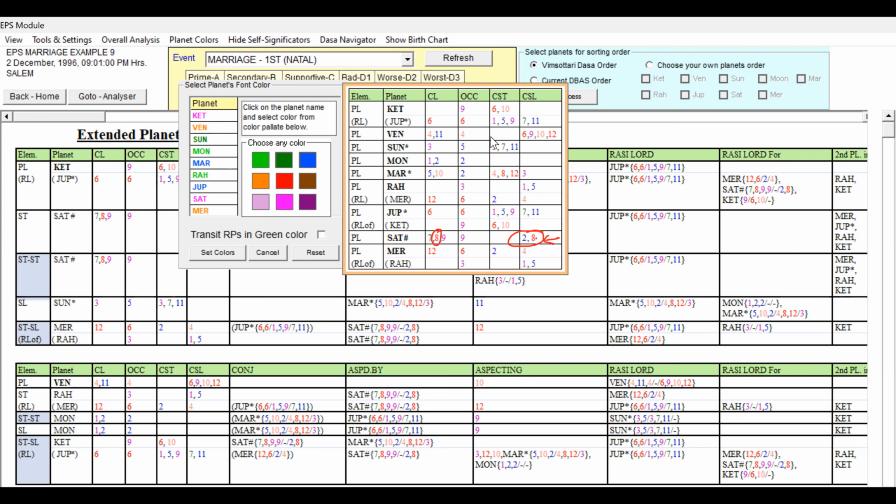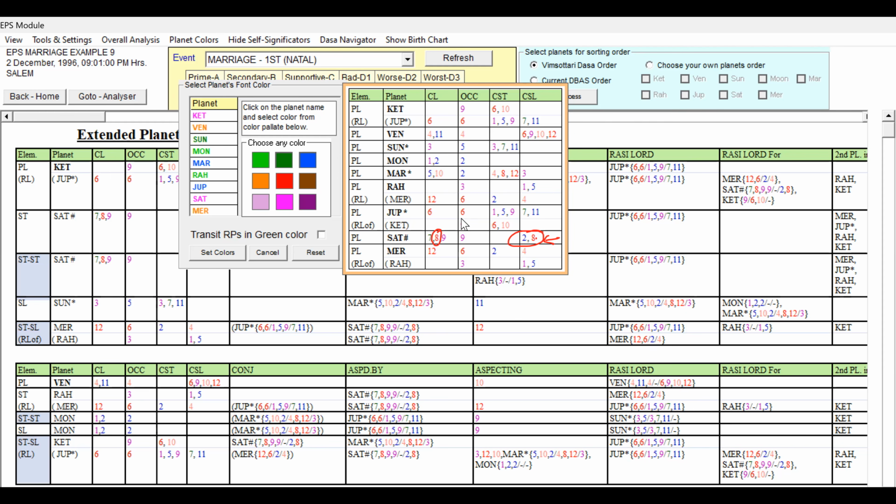Venus is also mixed only, but unfavorable on the higher side. And the Sun, Moon are good. Mars is also mixed with 8 and 12. But blue color, Rahu is good. Rahu is good. But second planet having some weakness, so it is light green. Jupiter is also in the CSL, CSL is good, but CLOCC having some weakness. Because of that, it is given blue.